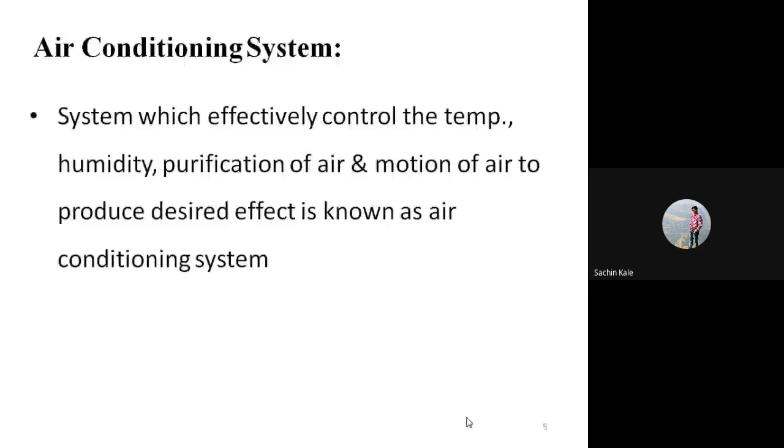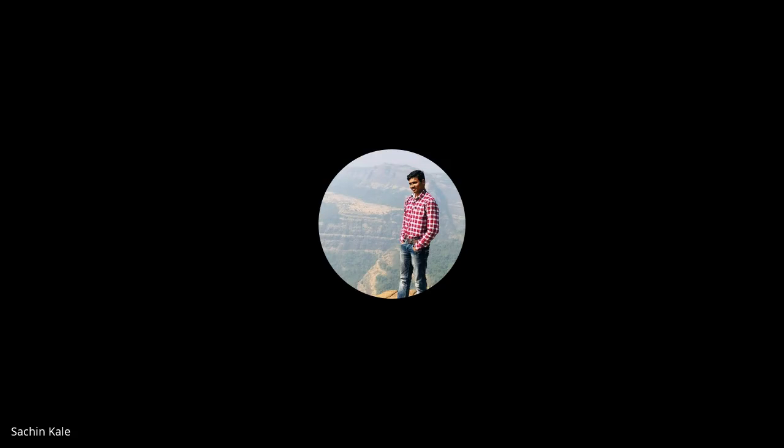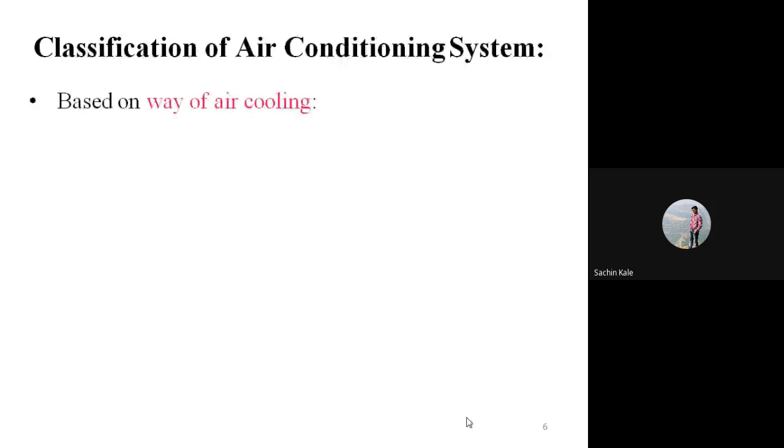There are basically four types of air conditioning system, or the air conditioning system is classified based on four categories. The first category is based on the way of air cooling. Whatever air we are cooling or processing, if that air comes in direct contact with the conditioning apparatus, then that will be called a direct air cooling system, or direct cooling system.